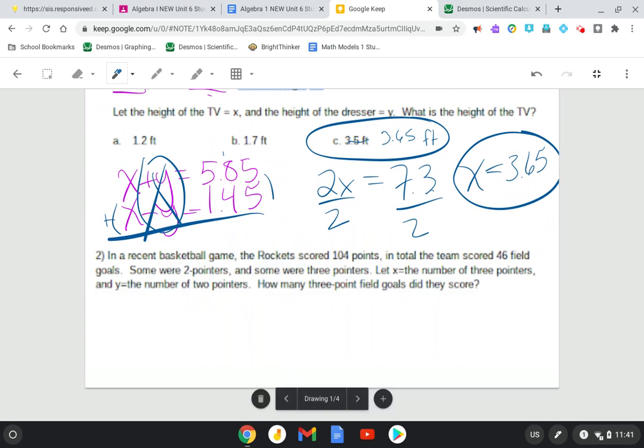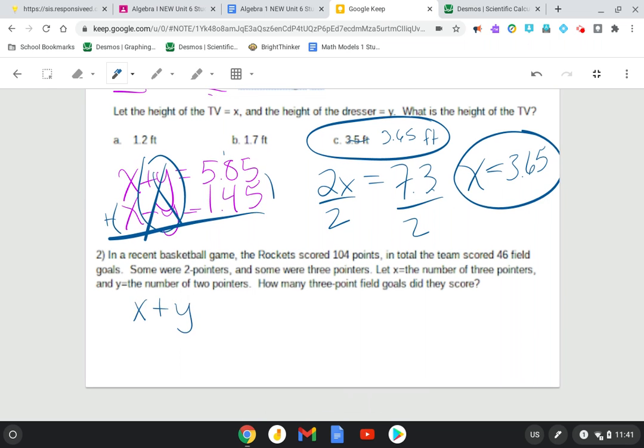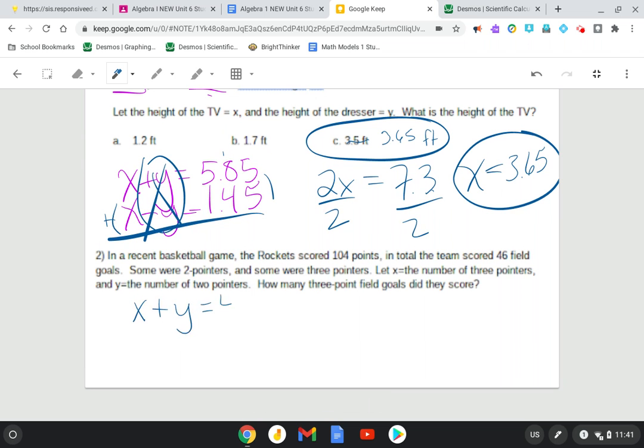It says in a recent basketball game, the Rockets scored 104 points. In total, the team scored 46 field goals. Some were 2-pointers and some were 3-pointers. Let x equal the number of 3-pointers and y equal the number of 2-pointers. So we know that in total they made x plus y, 46 total field goals. There were 3 times the 3-pointers plus 2 times the 2-pointers gave them 104 points.